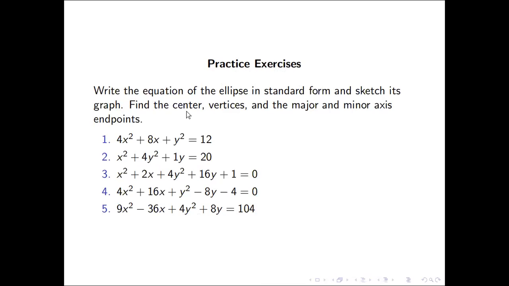And for your sake also, it would be better if you know how to determine the orientation of the ellipse. So determine the orientation as well. No need to find the vertices and the length of the axis or major and minor axis and the vertices and co-vertices. Okay, so just write in standard form, give the center and the orientation of the major axis of the given ellipses. That's it.